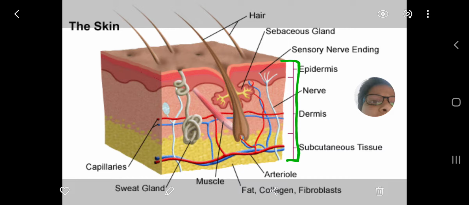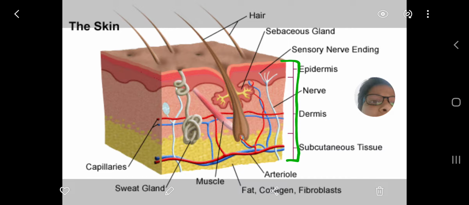Now next is the sensory nerve ending. Why do we feel pain, cold, pressure, etc. on our skin? Because it contains many sensory nerve endings that sense the outer stimulus, right? What is a stimulus? A stimulus is a change in our physical environment. So there are many small receptors present in the skin that detect it and then send signals to these nerve endings.